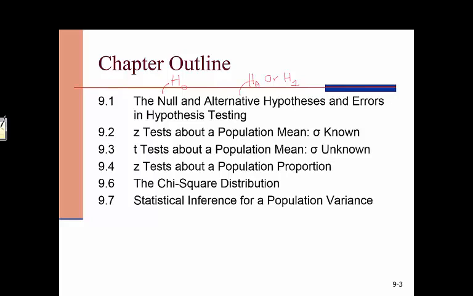Then we'll look at z-hypothesis tests using the z-distribution when you're trying to do a test on the mean. Again, that assumes that sigma is known. Or we're going to learn the t-test for the mean when sigma is unknown. We're also going to learn a z-test for the population proportion. Remember, proportion is p and the mean is mu. We're also going to learn about the chi-square distribution, which will help us do a test on the variance, the population variance being sigma squared.